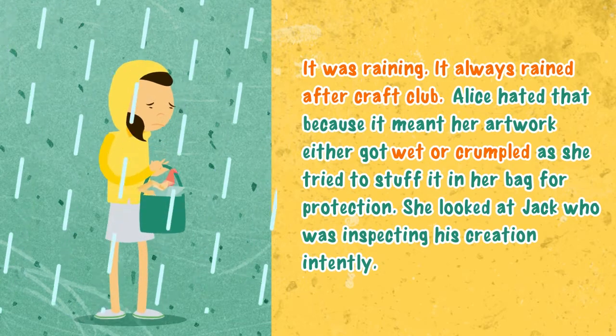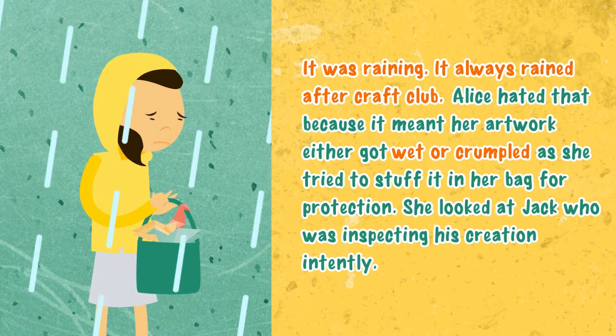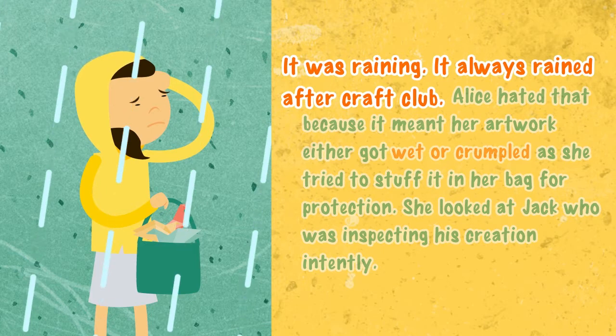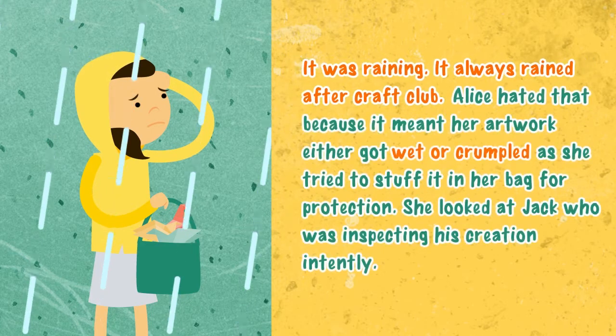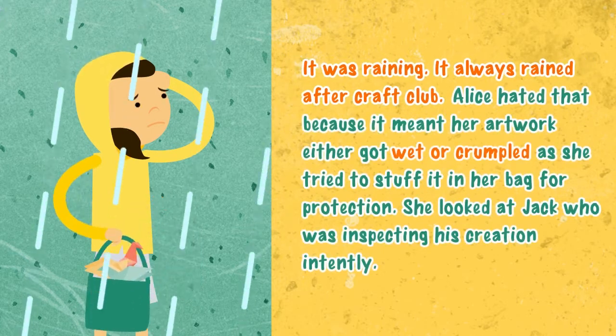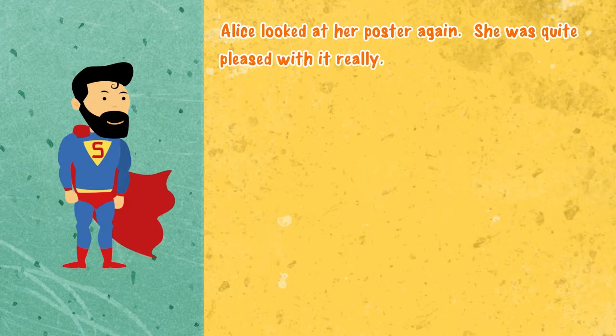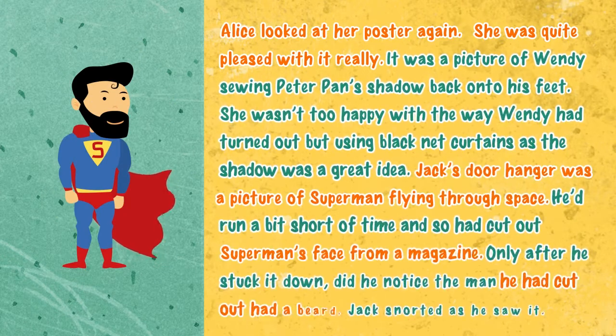In this paragraph, we can see that it begins by stating the setting. It was raining. It always rained after craft club. After that, we know that Alice does not like that because her artwork gets wet or crumpled. Another example of a narrative text that uses description is this segment of the story.